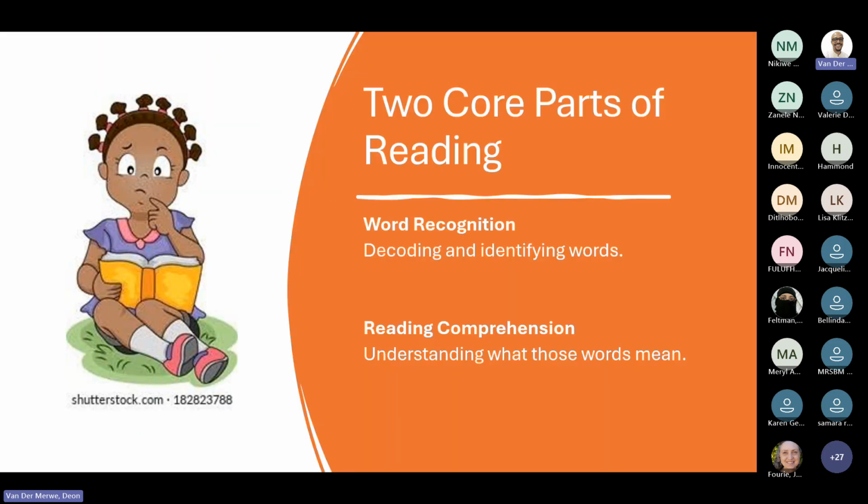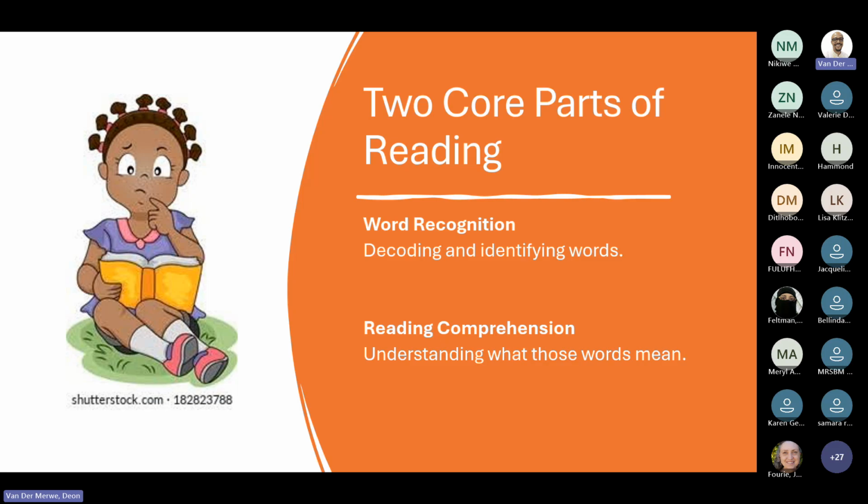So with all that in mind, we also need to keep the following in mind when assessing reading: word recognition as well as comprehension, because reading involves these two major components. And what do these two major components actually mean?